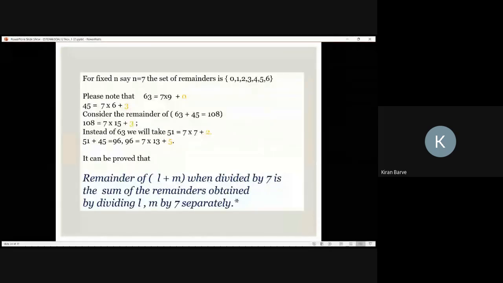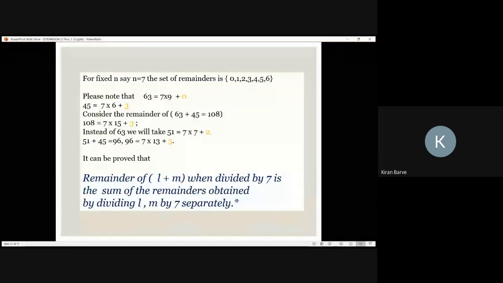Okay. Now just check. 63 is 7 into 9, so the remainder is 0. 45 is 7 into 6 plus 3, so the remainder is 3.